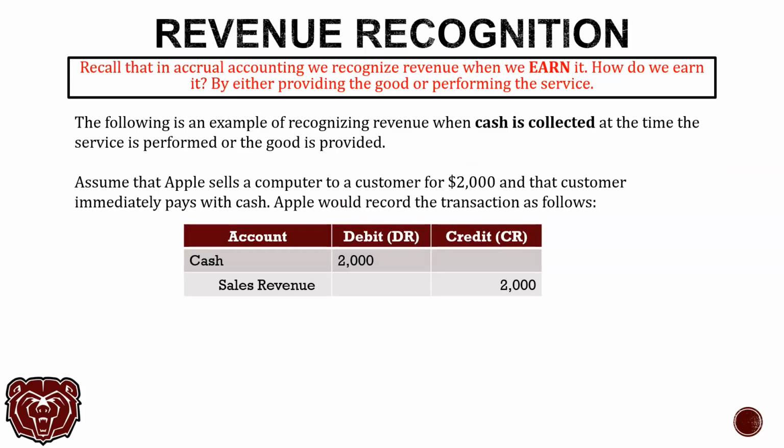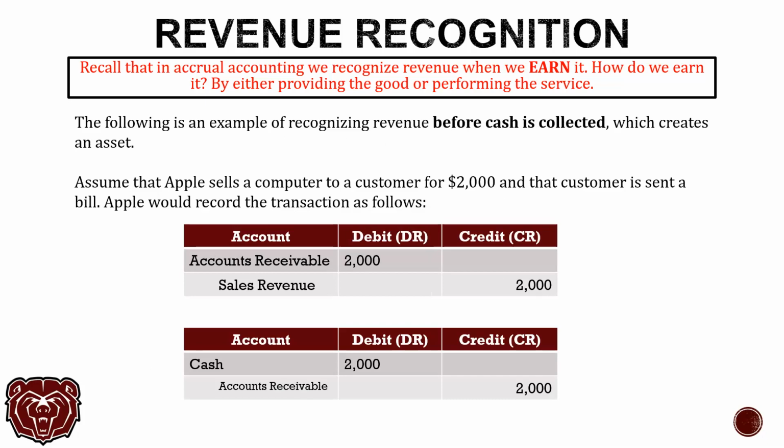Okay. I've got up here in bright red and boxed in bold that we need to recall that in accrual accounting, we recognize revenue when we earn it. So when we provide the service, when we provide the good to the customer, okay? So let's take a look at an example here. This is an example of recognizing revenue when cash is collected. And this is something we've been doing all semester already anyways, right? So let's assume that Apple sells a computer to a customer for $2,000. That customer is immediately going to pay with cash. Apple's going to record the transaction with a debit to cash to increase the asset and a credit to sales revenue to increase the revenue, okay?